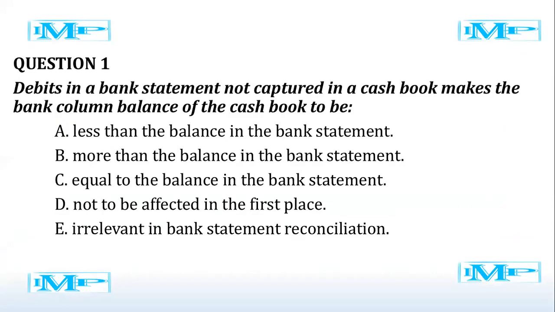Question number 1. Debits in a bank statement not captured in a cash book make the bank column balance of the cash book to be A, less than the balance in the bank statement, B, more than the balance in the bank statement, C, equal to the balance in the bank statement, D, not to be affected in the first place, E, irrelevant in bank statement reconciliation. Some counts.